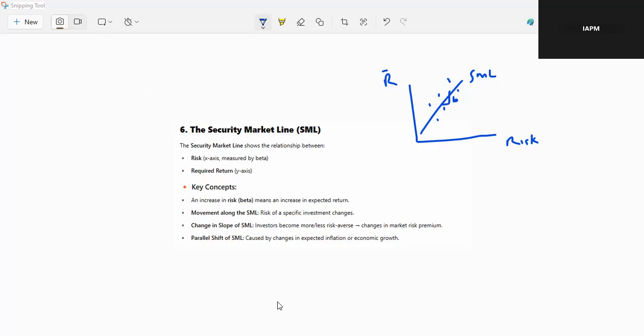The change in the slope occurs when the investor's risk aversion changes. So if investors become more risk averse, the market risk premium will increase, so it will make the curve steeper. But if they become less risk averse, the curve will become flatter.